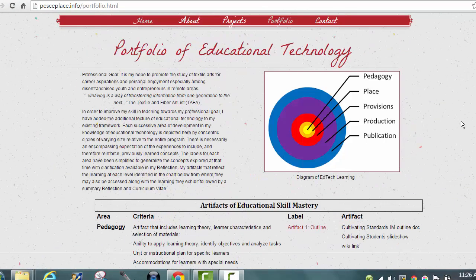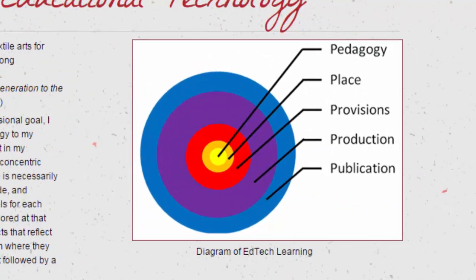The diagram seen here represents my concept of how learning in educational technology developed for me, as described in my closing reflection. Beginning at the center, each successive layer added another dimension to the necessary considerations of professional instructional design. I view these layers as follows. First, pedagogy, the intricacies of how to most effectively help people learn. Then place, the concerns of accessibility or providing learning regardless of location.